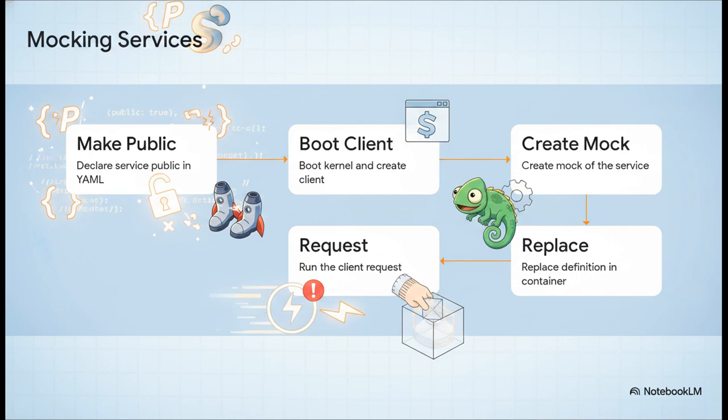Let's walk through this precise dev community solution. Step 1, you absolutely must declare the service as public in your services_test.yaml file. Why? Because services are private by default in Symfony. If you skip this, you'll get a container exception when you try to manipulate it. Step 2, you boot the kernel and create your client. Step 3, you create your mock of the service. Step 4, you replace the default definition in the container using container->set. And finally, step 5, you run the client request. Now your controller will hit the mock, throw the required exception, and you can comfortably test your JSON error response.